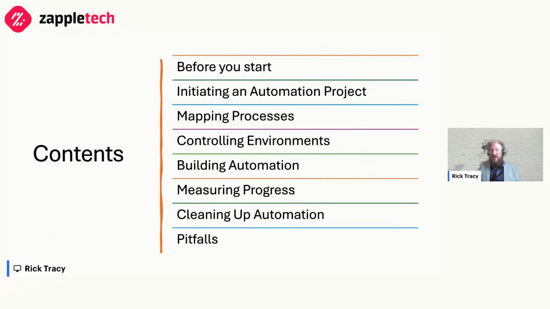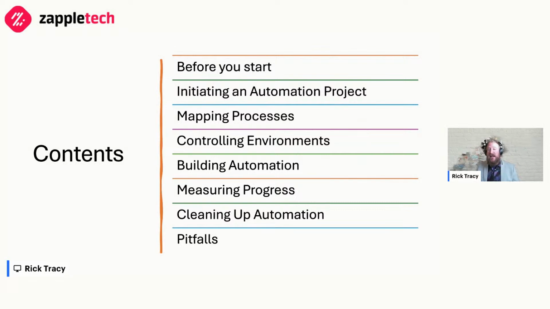After that, we're going to talk about how you map the processes, the things you're actually trying to take a look at automating. And inherent in that is controlling environments, making sure that the environments you're doing the work in actually work the way you want them to and give you the results that you're looking for, or at least give you results you can trust. Then we're finally actually going to talk about building the automation. All that stuff happens before, and what kind of tips and tricks you can do while building it up to avoid problems in the future.